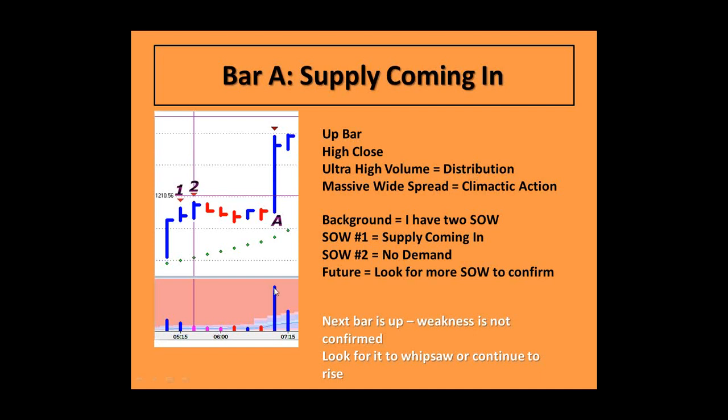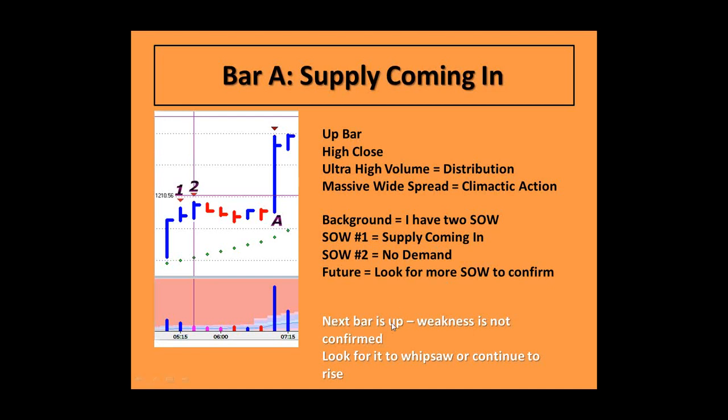Okay, and I know it's ultra high volume because I clicked on this, and my little trusty volume reader told me that it was ultra high volume. None of this needs to be guessed. You can actually just click on it and you'll know. In the background, I have two signs of weakness. Number one is supply coming in. Number two is a no demand. So I have two signs of weakness behind this. This is straight off the dialog box. The future tells me to look for more signs of weakness to confirm.